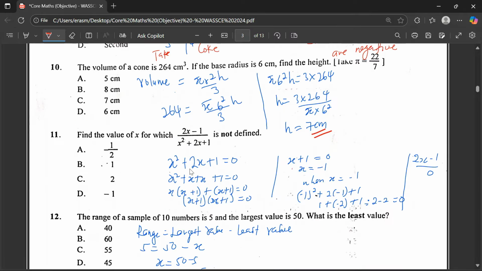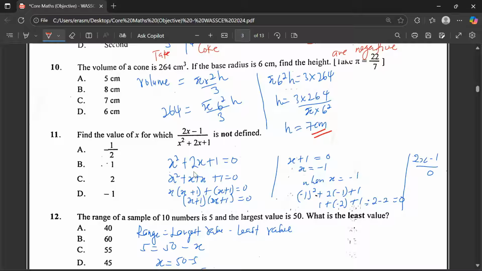Now, question 11 says, find the value of x for which 2x minus 1 all over x squared plus 2x plus 1 is not defined. In order for this function to be undefined, that is not defined, the denominator must be equal to 0. So you have x squared plus 2x plus 1 equals 0. Now, this is a quadratic equation.